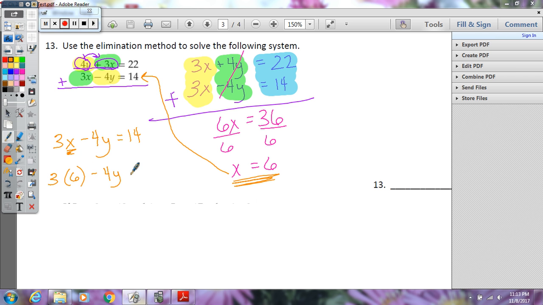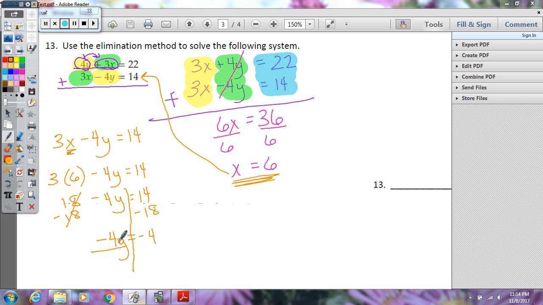And then I'm going to start working. So 3 times 6 is 18. Bring down minus 4y equals 14. Two sides. Remember, the negative 4y is the couple. I've got to get rid of the 18, so I'm going to minus 18 from each side. Here, when you drop this negative 4y down, don't lose the negative sign. Negative 4y equals 14 minus 18, which is negative 4.